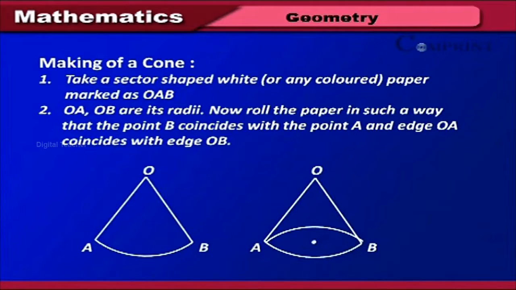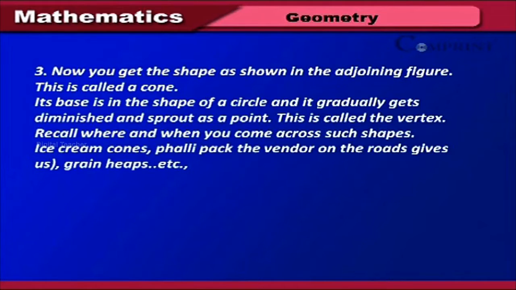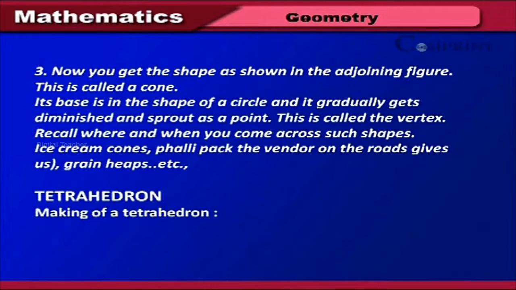2. OA bar, OB bar or its radii. Now roll the paper in such a way that the point B coincides with the point A and edge OA bar coincides with the edge OB bar. Now you get the shape as shown in the adjoining figure. This is called a cone.